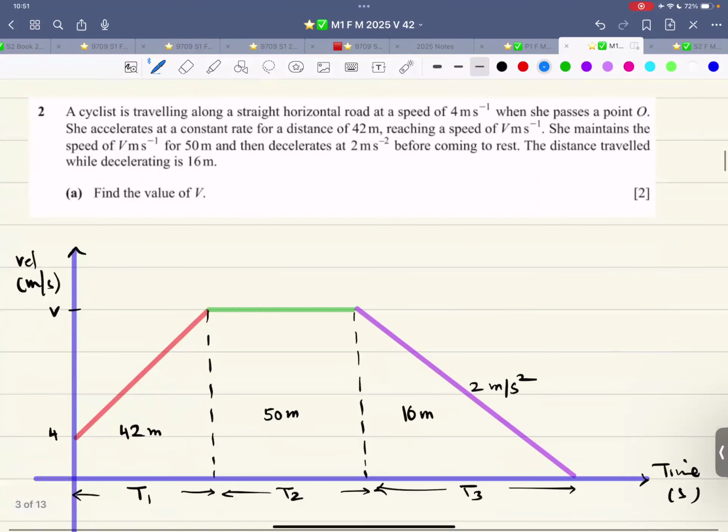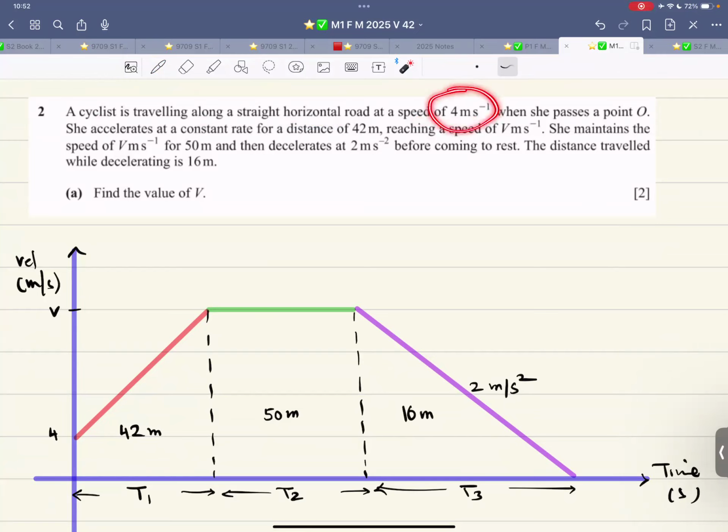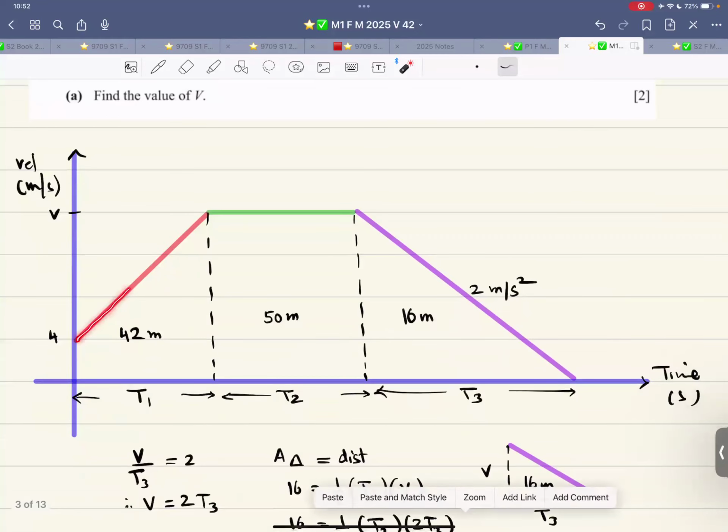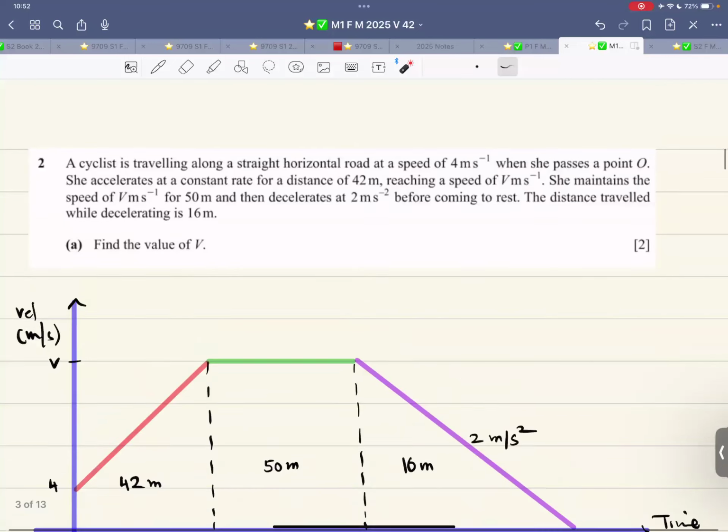Let's get moving ahead. The second question, a nice question, slightly out of the box. A cyclist is traveling along a straight horizontal road at a speed of 4 meters per second. So the initial speed is not 0, it's 4. When she passes a point O, the story begins from O. She accelerates at a constant rate for a distance of 42 meters, reaching a speed of V. So she accelerates uniformly, acceleration is constant till it covers a distance of 42 meters. That's the area of this trapezium and the velocity is V.